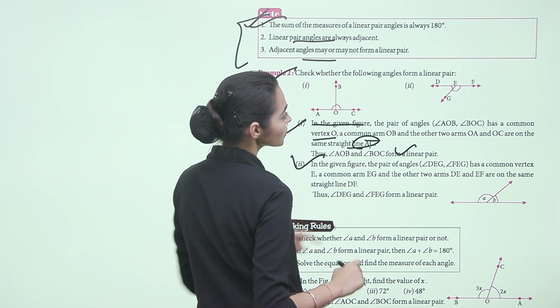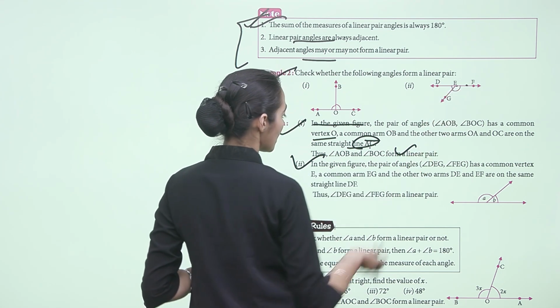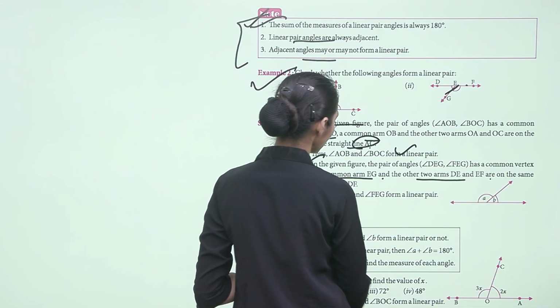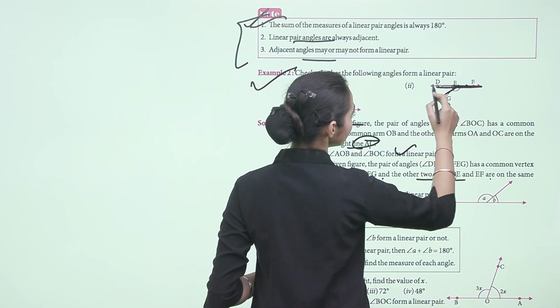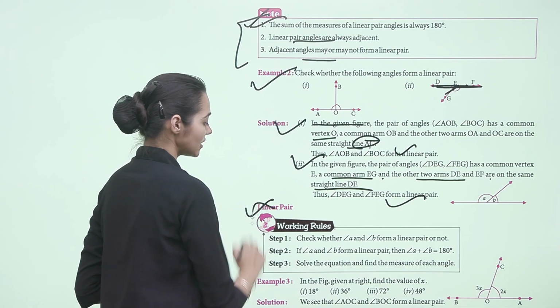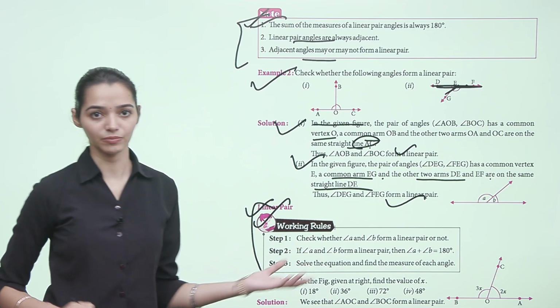In the second figure also they have a common vertex, they have a common arm, that is EG, and the two other arms lie on the same straight line, that is DF. So yes, they also form a linear pair. Now next, what are the working rules for finding angles using a linear pair?